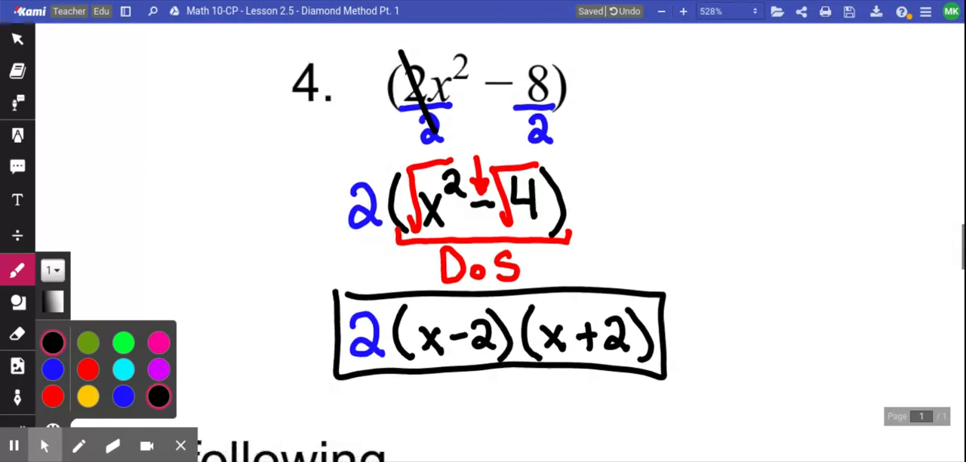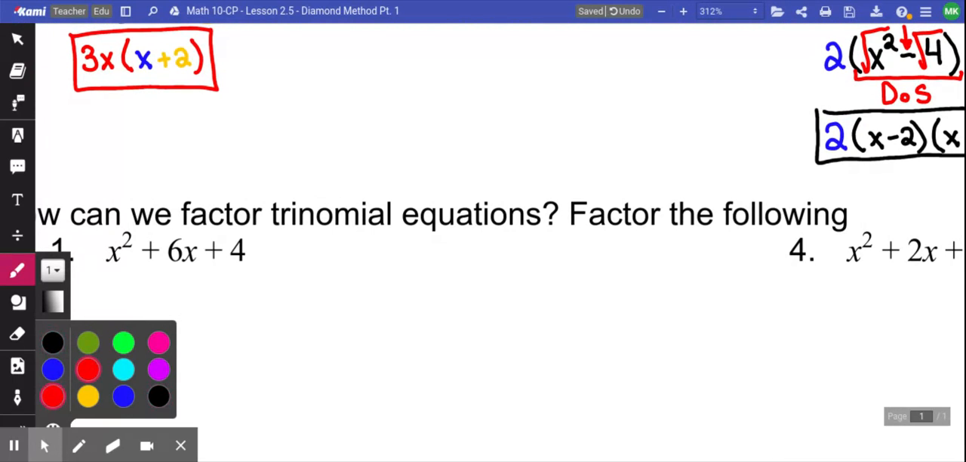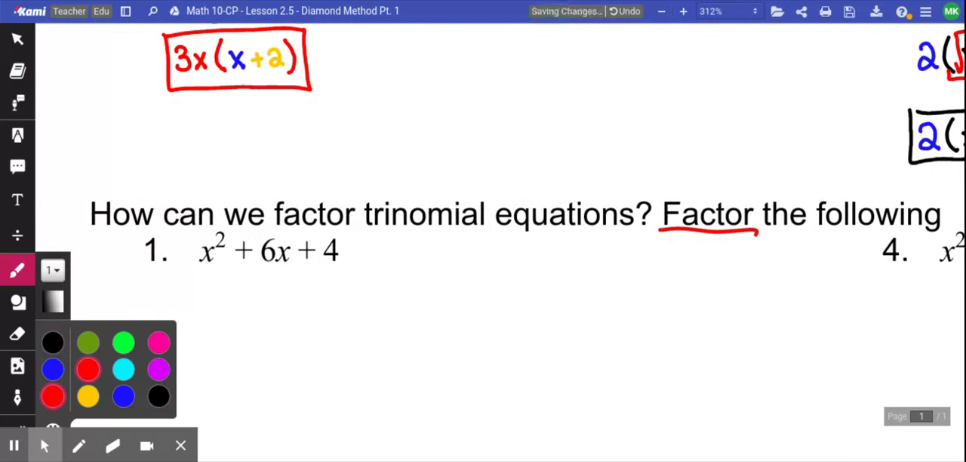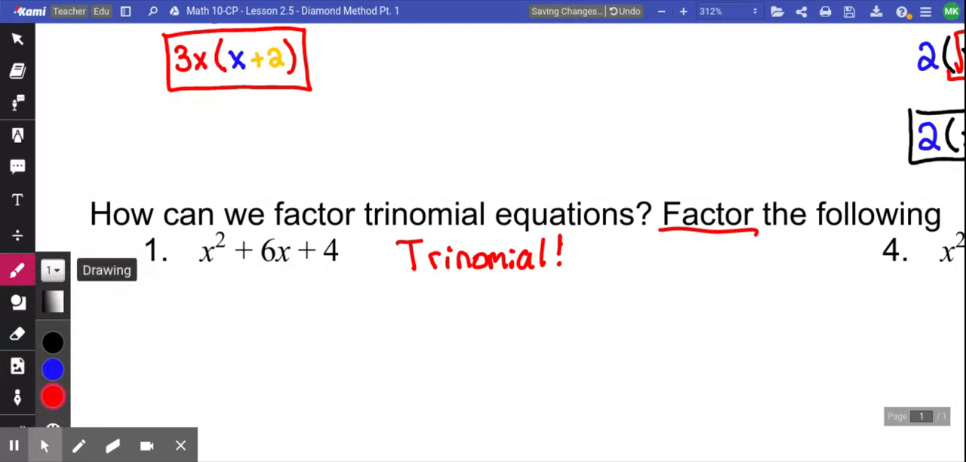All right, let's get into today's new stuff. We are going to try to factor trinomials, meaning that there's now 3 terms. 1 plus a second term plus a third term. This is a trinomial. To be able to factor trinomials, we need to know a couple things. The first thing is that trinomials, they come from 2 binomials.